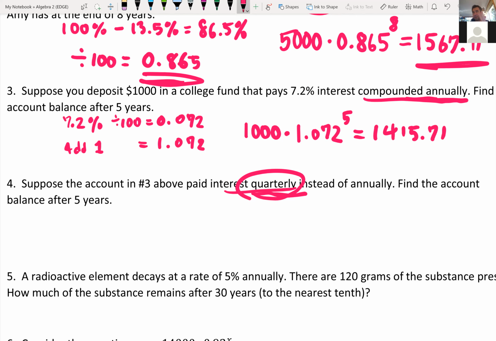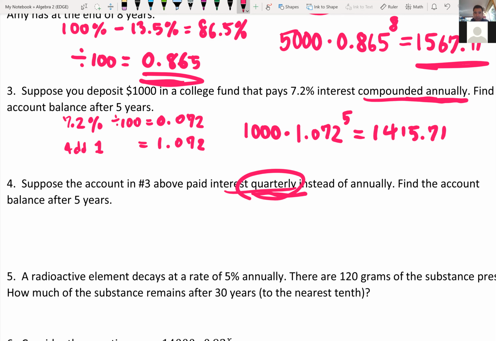Is everybody clear on what to do when you see compound quarterly, compound monthly? What else did we have? We only had 3 types of compound interest problem. Compounded semi-annually, that's 2 times a year. Compounded quarterly, that's 4 times a year. And compounded monthly, meaning 12 times a year, because there are 12 months in the year, right? So this one is quarterly.